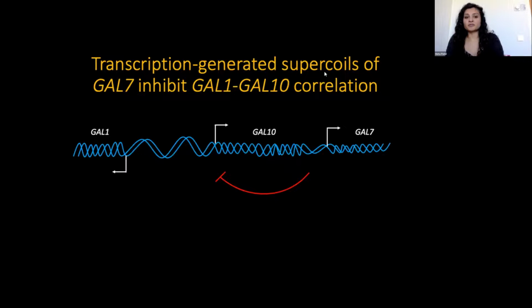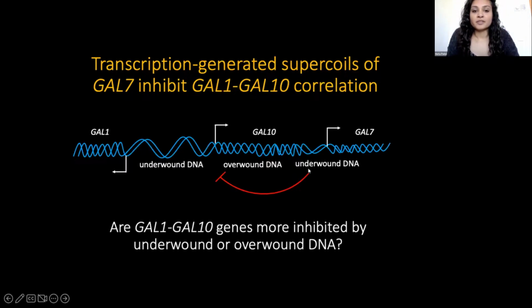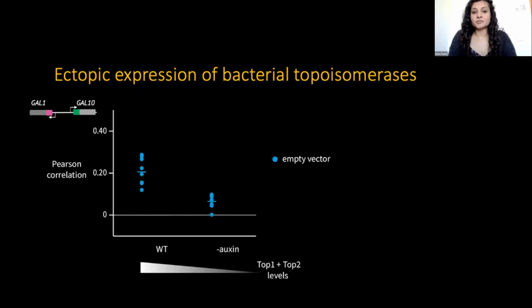And so to put this a bit more visually, we have underwound and overwound DNA in the promoter regions and in the gene bodies. And based on the orientation, we reasoned that maybe it's underwound DNA that's inhibiting GAL10. So we wanted to check if the divergent genes are more inhibited by underwound DNA or overwound DNA. And to do this, we ectopically express bacterial topoisomerases, which can selectively relieve either underwound or overwound DNA in wild type and topoisomerase deficient conditions.